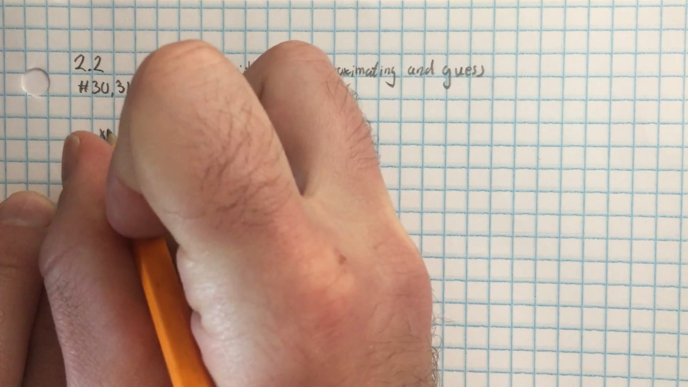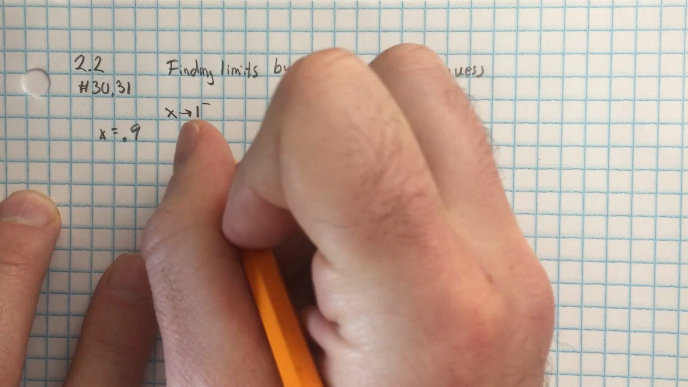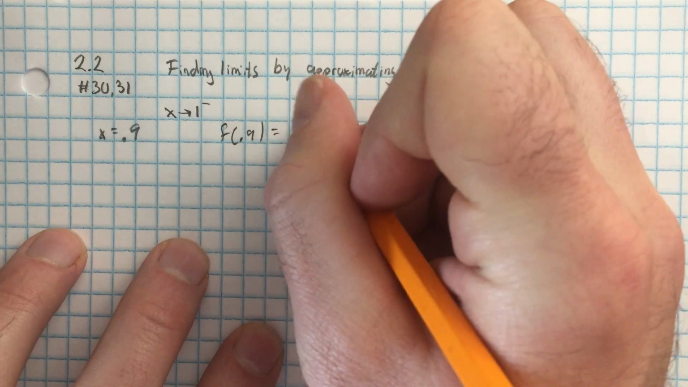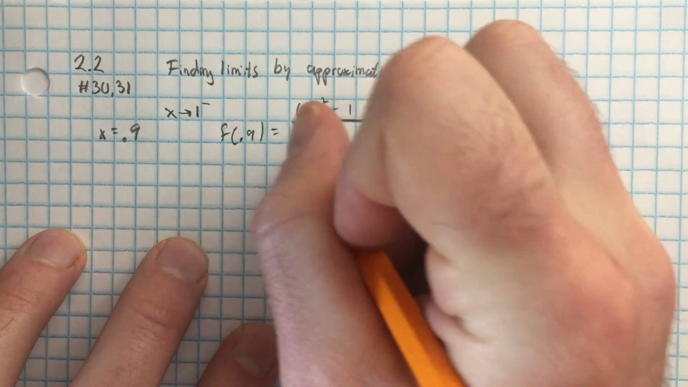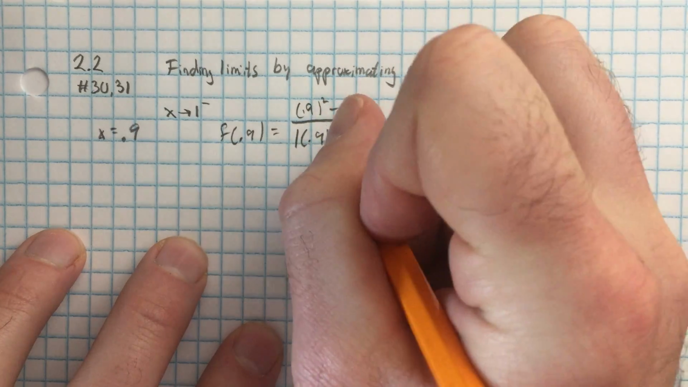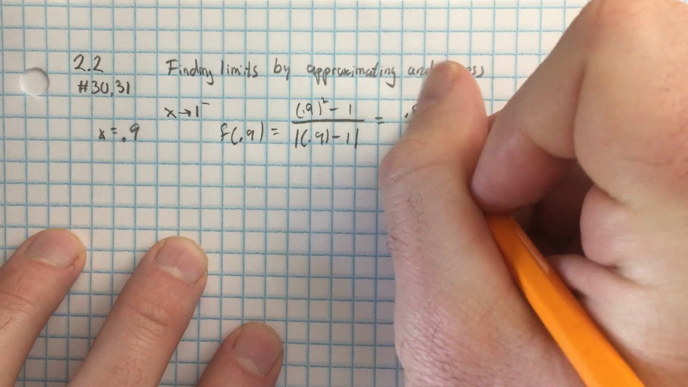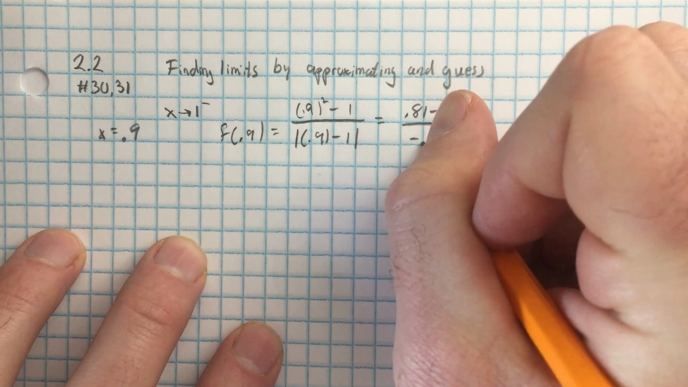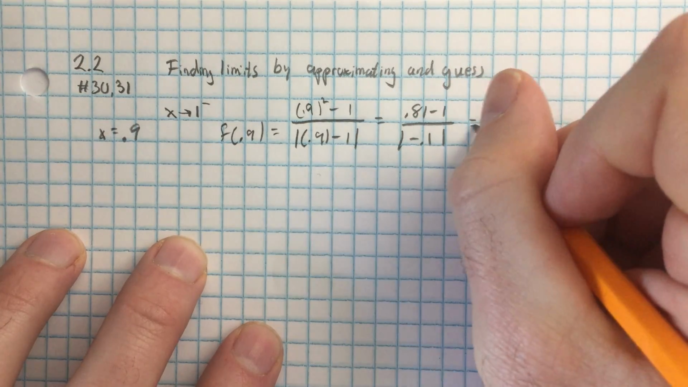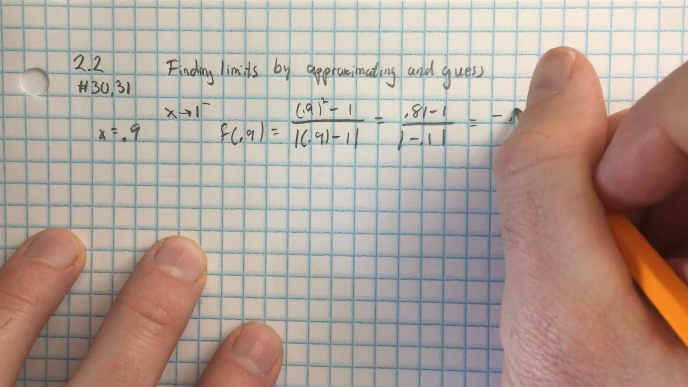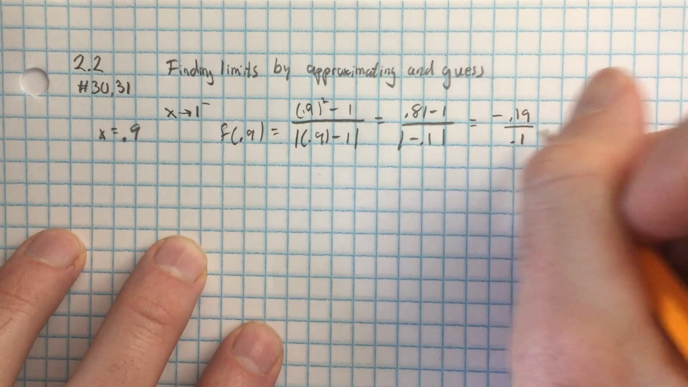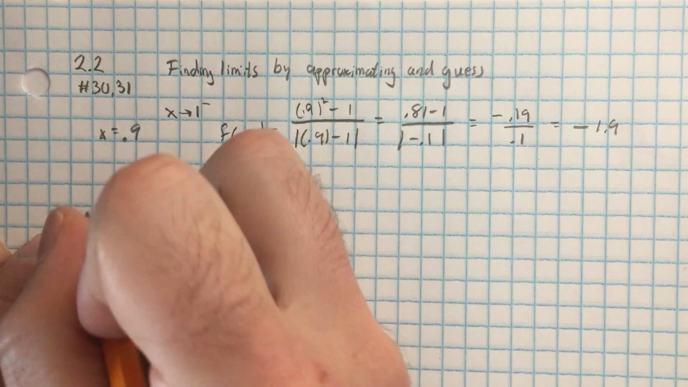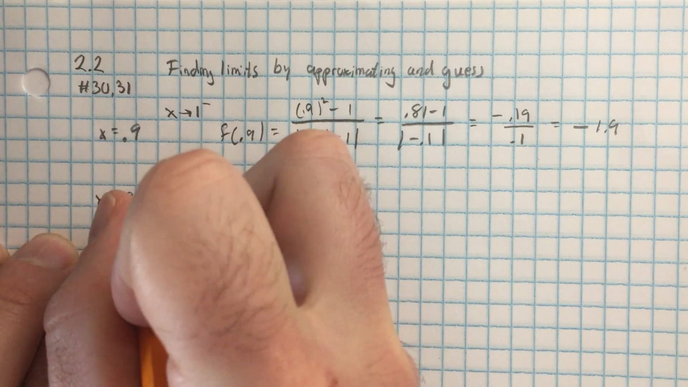So if x is 0.9, then f of 0.9 should be 0.9 quantity squared minus 1 over magnitude 0.9 minus 1 equals 0.81 minus 1 over 0.9 minus 1 is what? 0.1, so we'll have negative 0.1 magnitude need to be taken. We'll have negative 0.19 over 0.1, shift the decimal as this implies, and we'll have negative 1.9. Great.